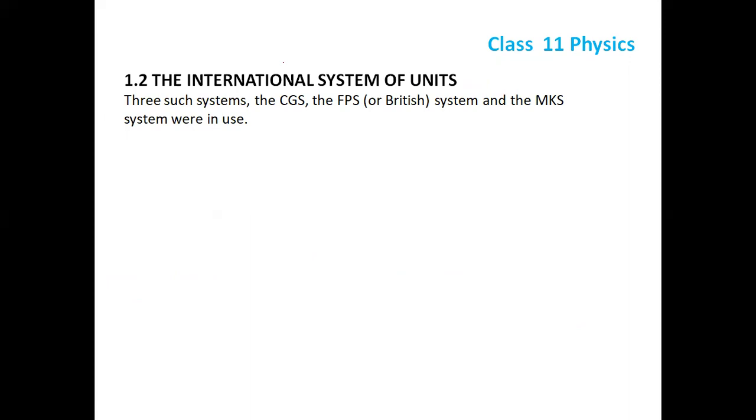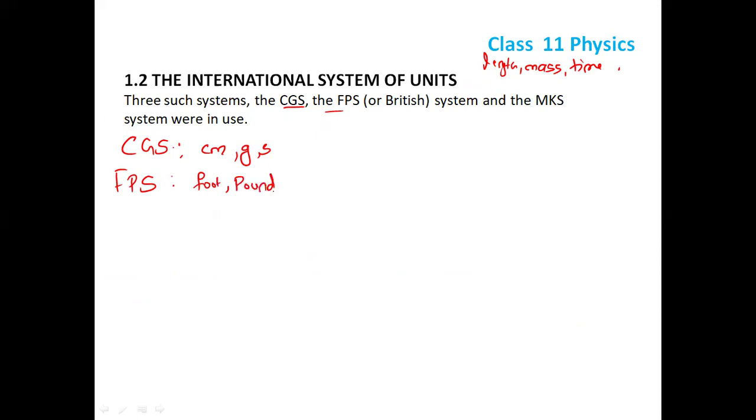So before that, there were some other unit systems like CGS, FPS, MKS. CGS means, here you can see, length, mass, and time are some of the physical fundamental quantities. In the CGS system, length is measured in centimeter, mass in grams, and time in seconds. In the foot-pound system, length is measured in foot, mass in pound, and time in seconds.